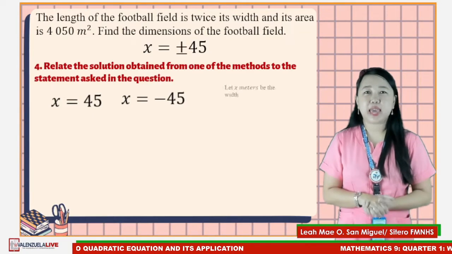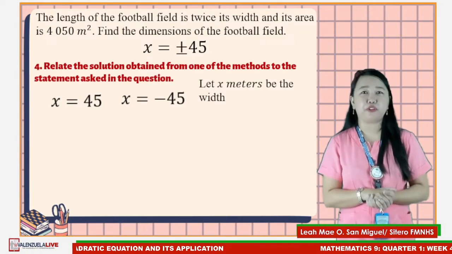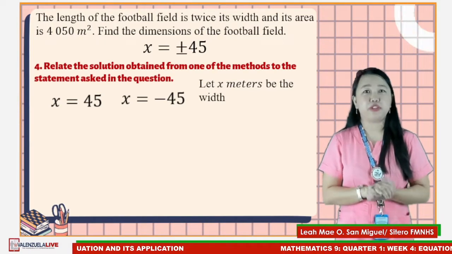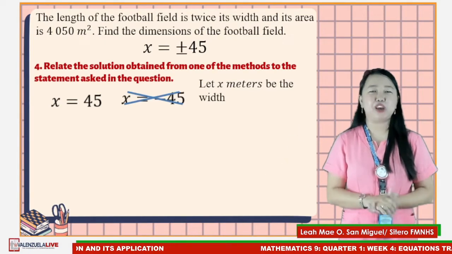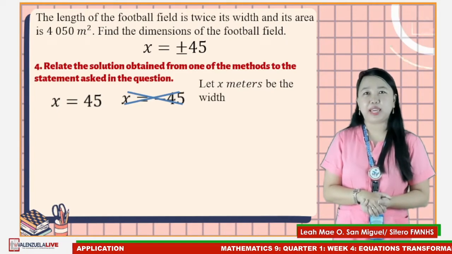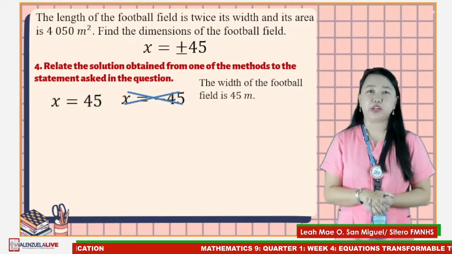However, since x represents the width of the football field in meters, it can't be negative. Thus, x must be 45. The width of the football field is 45 meters.